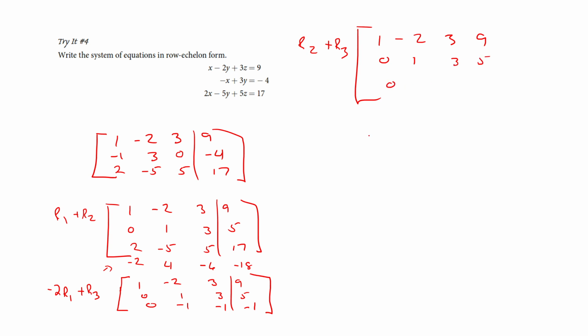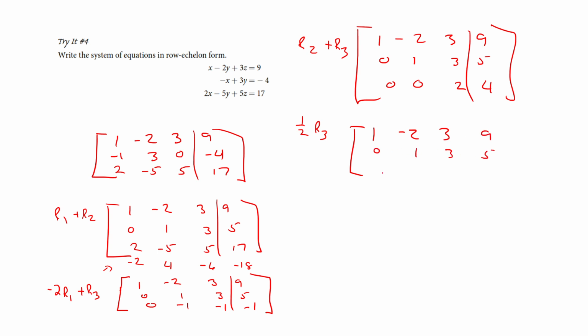Okay, so I'm going to just go ahead and do it. So if I add the zeros, I get 0. I add 1 and -1, I get 0. 3 and -1, I get 2. 5 and -1, I get 4. Okay, so I'm almost there. My next step here would be to run a 1/2 through row 3. So that would just change this to a 1, and then I've got my diagonals. So 1, -2, 3, 9, 0, 1, 3, 5.